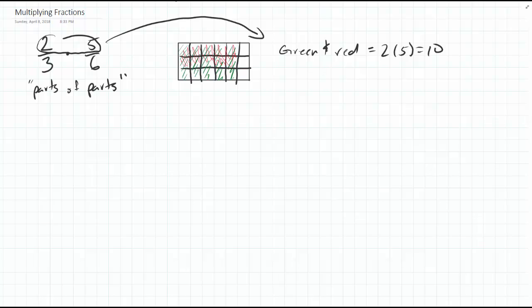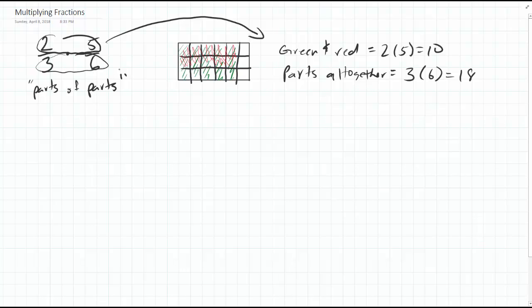Well, how many parts are there altogether? There are 3 rows altogether and 6 columns altogether. And again, not coincidentally, that makes 18, and the denominators are 3 and 6, times to get the 18. So when we multiply fractions, we simply multiply across.